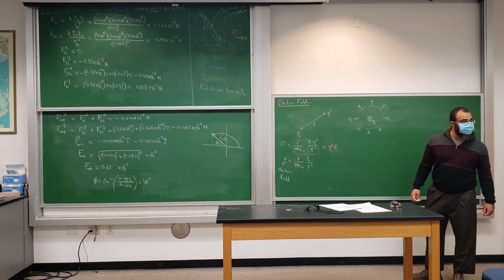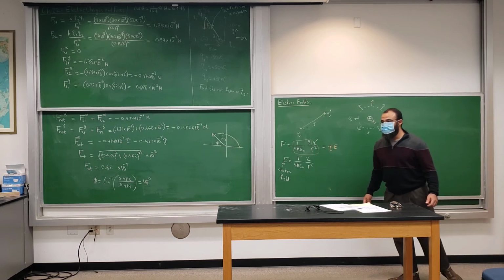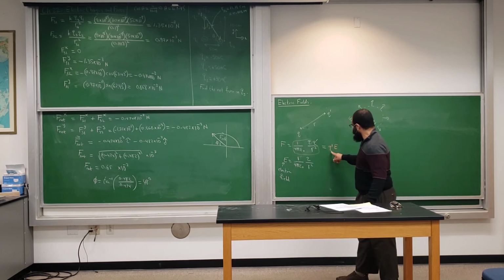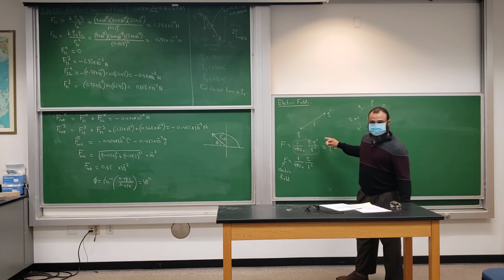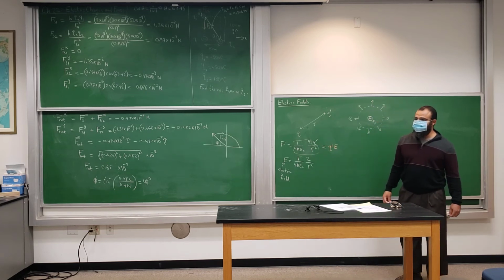For now, what am I saying, newtons over coulomb? Yes, units of charge, probably. Yeah, so it's a charge. Force: if I divide F by Q, I get E. So F over Q is E. So it's newtons per coulomb. Yeah, force per unit of charge.